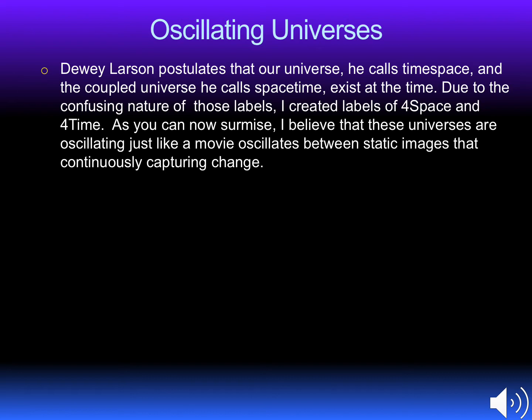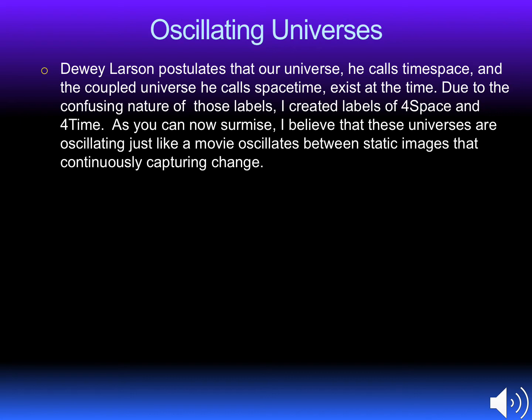So continuing on this theme of oscillating universes, Dewey Larson, in his reciprocal system theory, postulated that our universe, which he called time-space, and the coupled universe, which he called space-time, exist at the same time. Now, just as a note, due to the confusing nature of those labels, because I typically think of space-time as being our universe and would think of time-space as being the alternative universe, I created the labels of for space and for time, which seem to make more sense for me.